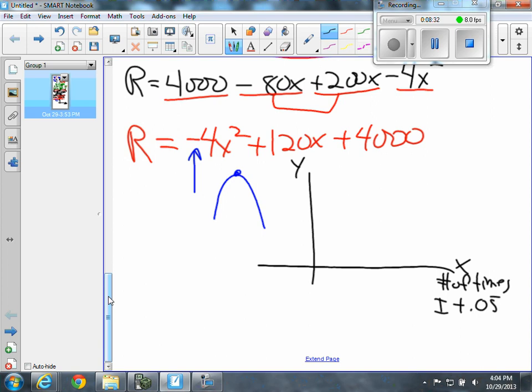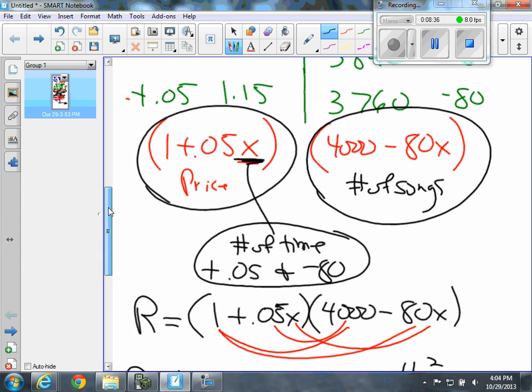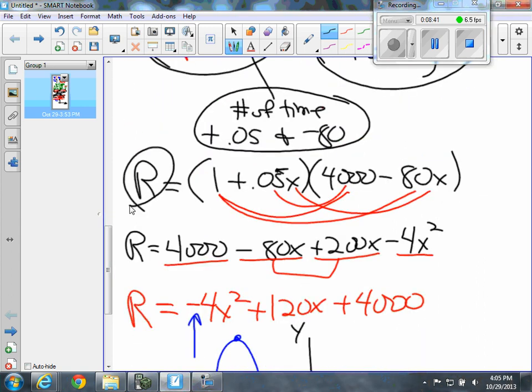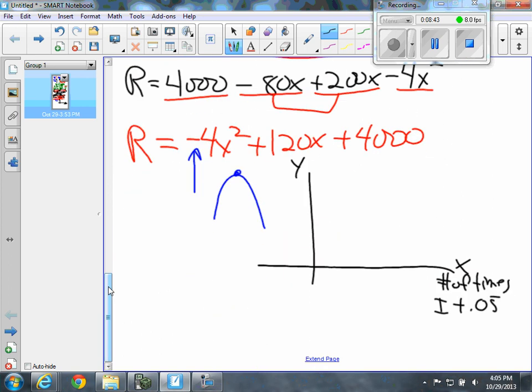And my y is my revenue. And my measurement, I can either call this y is revenue, or I can just call it dollars, because revenue is measured in dollars, so that would be okay. But important is to understand that the x does not represent dollars, but it represents the number of times I'm changing the price, which is also the same number of times that I'm reducing the number of songs.